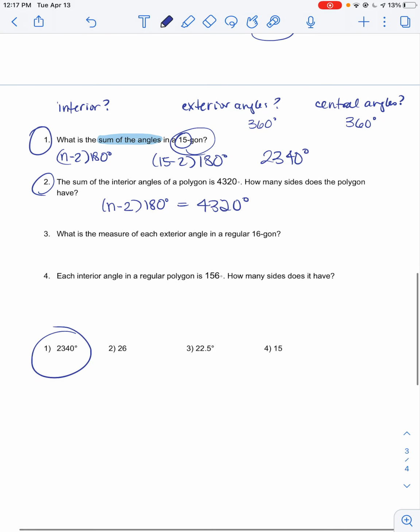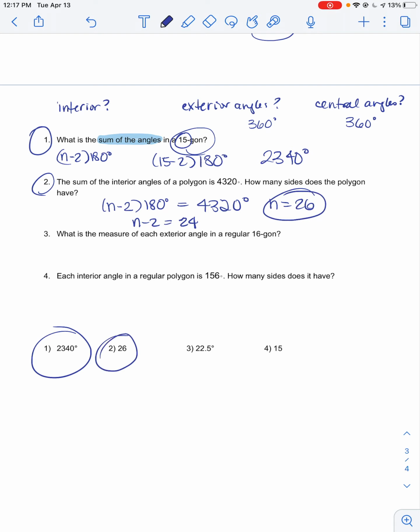So first I'm going to take my 4320 and divide it by my 180. And I get that n minus 2 is equal to 24. That must mean that n is 26. You know that if you don't get a whole number here, then you must have done something wrong, because we know that polygons only have whole number sides.